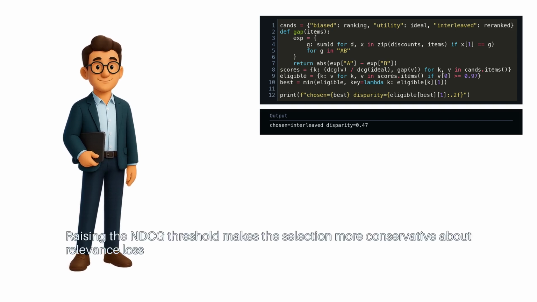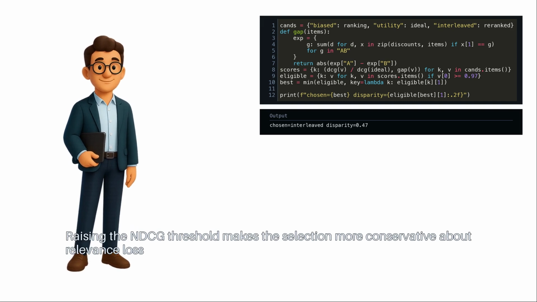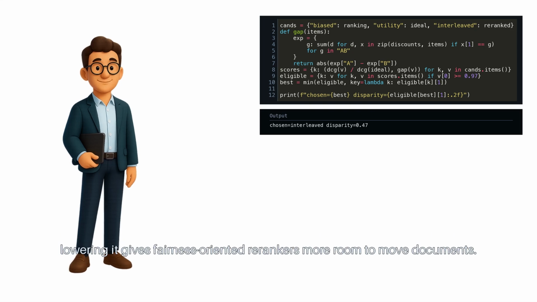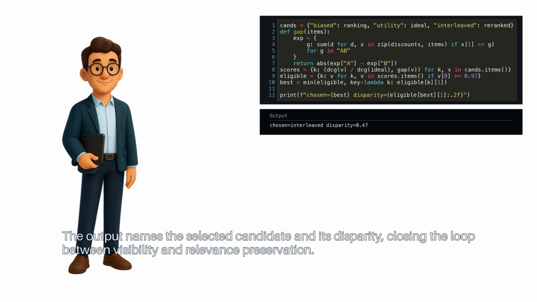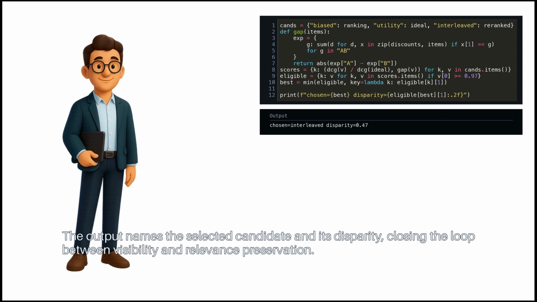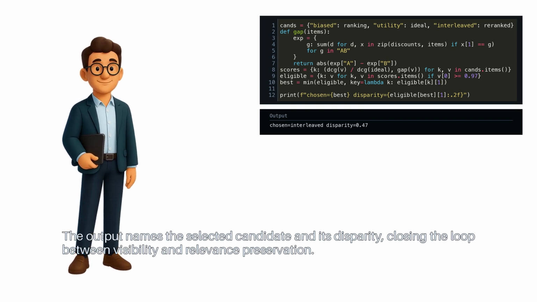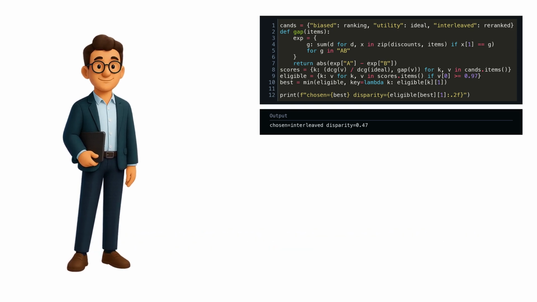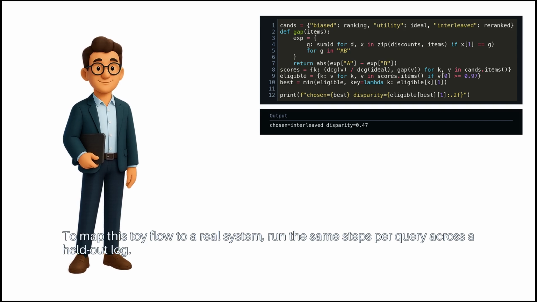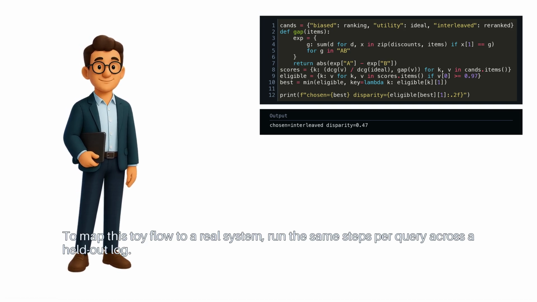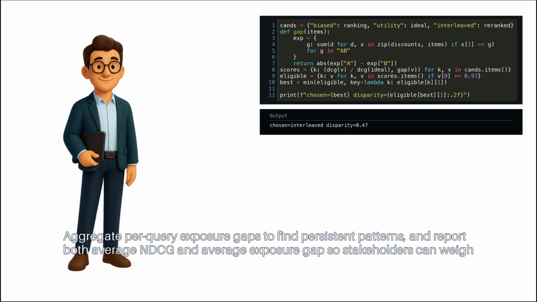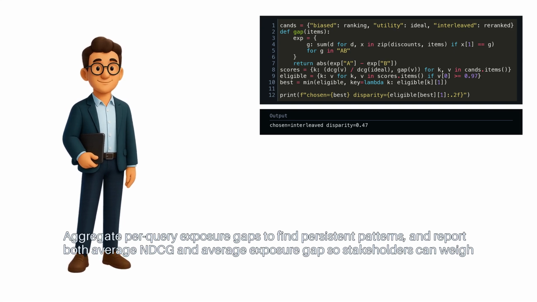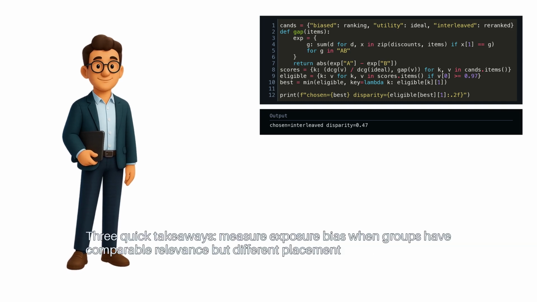Raising the NDCG threshold makes the selection more conservative about relevance loss. Lowering it gives fairness-oriented re-rankers more room to move documents. The output names the selected candidate and its disparity, closing the loop between visibility and relevance preservation. To map this toy flow to a real system, run the same steps per query across a held-out log. Aggregate per query exposure gaps to find persistent patterns, and report both average NDCG and average exposure gap so stakeholders can weigh the trade-offs.